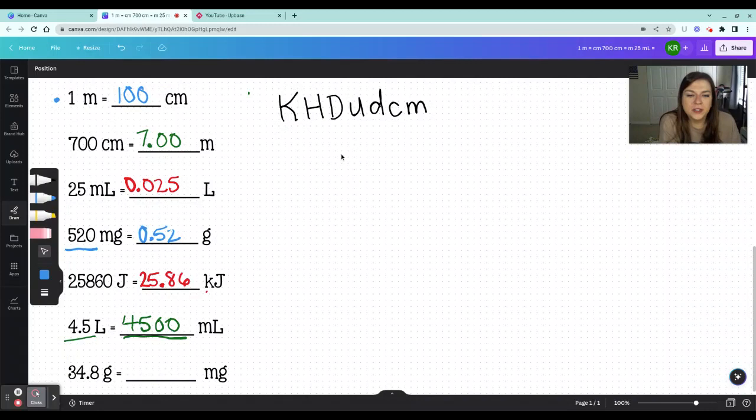Okay, finally, we are converting 34.8 grams into milligrams. So grams, of course, is that base unit. It's g all by itself. And we're going to move 1, 2, 3 spaces to the right. Fill those in with zeros, and we get 34,800. No decimal, so that each of my answers has 3 significant figures.